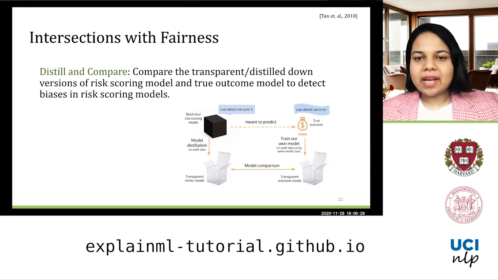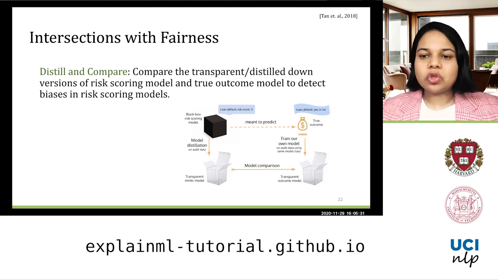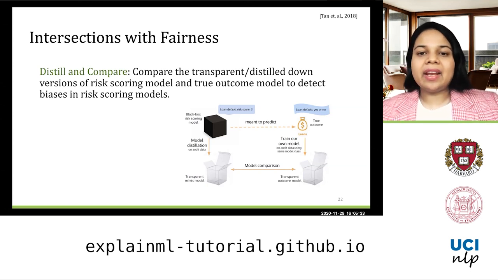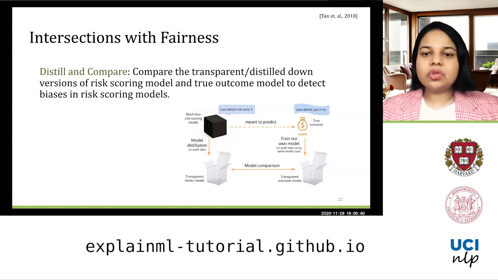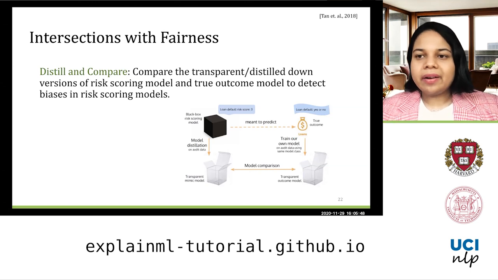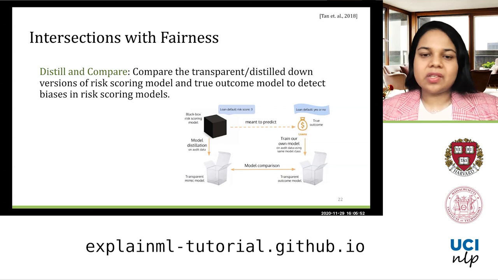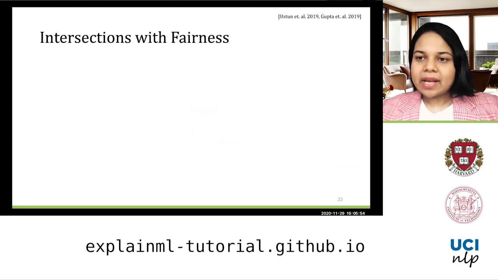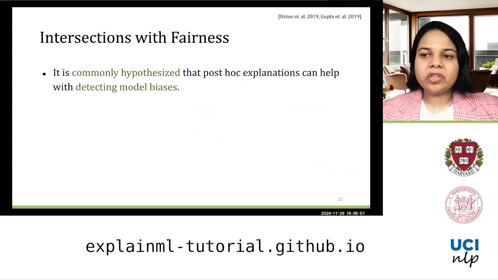And then on the other side, you have the data and the actual outcomes. You train another similar, simpler interpretable model to capture those outcomes. And now you compare these two distilled down transparent models to understand what the biases of this risk scoring black box are. Right? So here, explainability is being used as a means to actually detect biases. And there has actually been a lot of such work which uses explainability to detect biases.